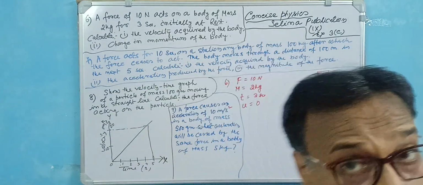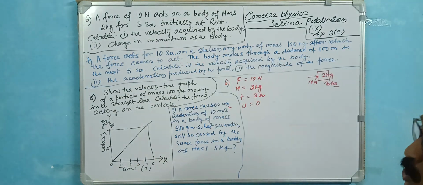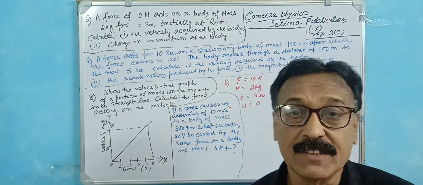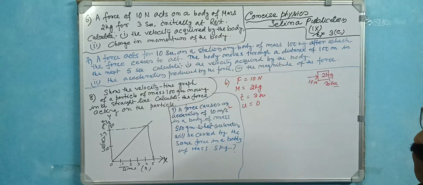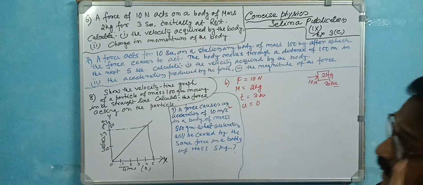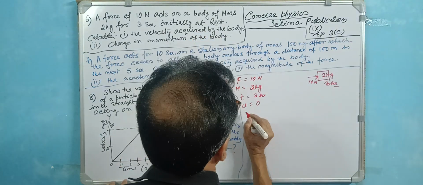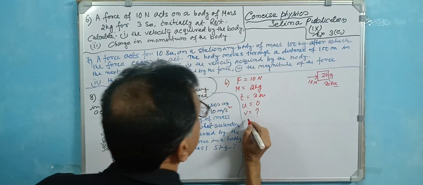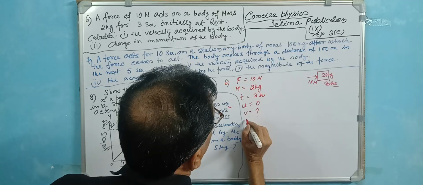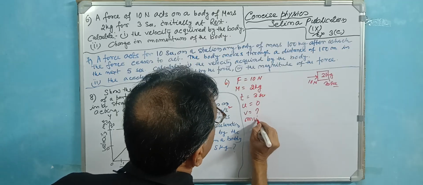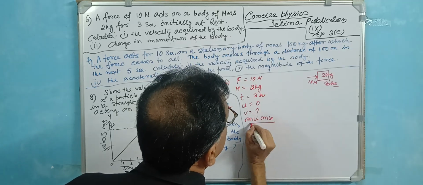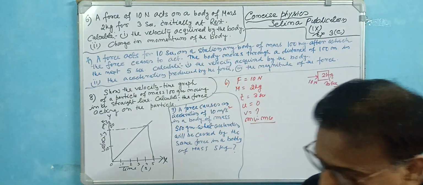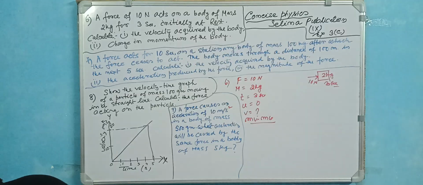The concept must be clear in which way you solve a sum. Don't panic to see a sum in physics. It's a very interesting thing. Initially at rest. Calculate the velocity acquired by the body, that means V acquired by the body, and the change in momentum. Change in momentum means mv minus mu. This is the change in momentum. If the rate is there, divided by time. Now, no problem.